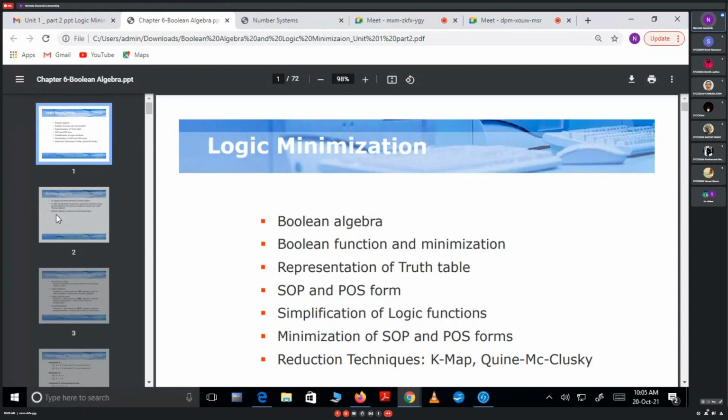So this is the second part of unit 1. The first part is number system, and the second part is logic minimization. Students, this complete part is required for understanding the practicals. As we'll shortly start with the practicals, you will need all these basics.